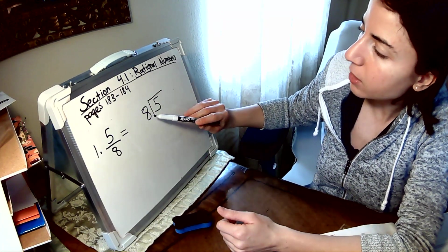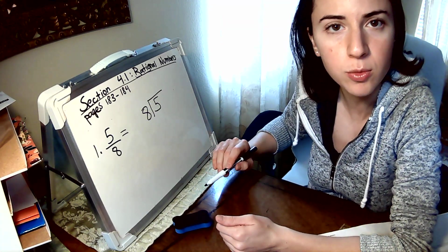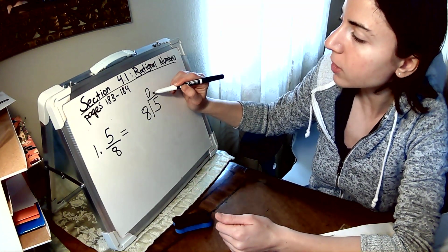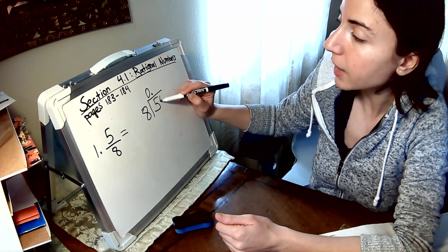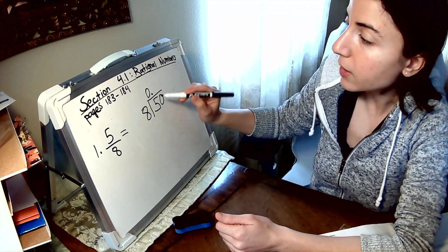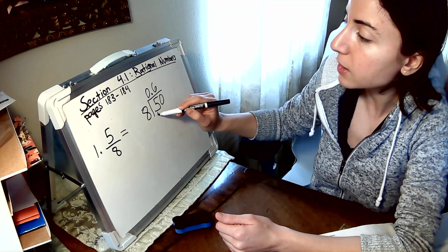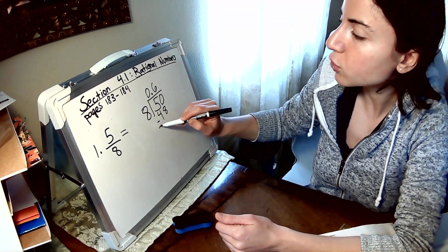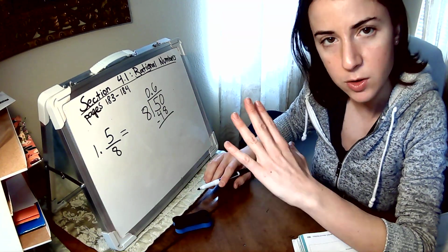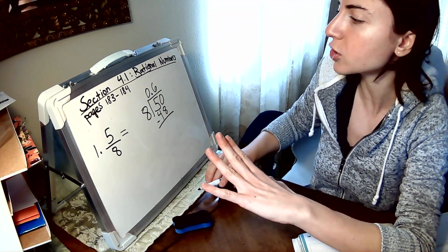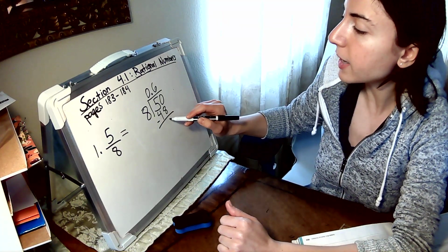Let's see. So I'm like, all right, 8 can't fit inside 5. It's too big. So I'm going to put a 0 and a decimal point there. That allows me to put a 0 there. Now 8 goes 6 times into 50. It gives me 48. We subtract that. So now I'm just dividing as normal, right? Using long division. 50 minus 48 is 2.